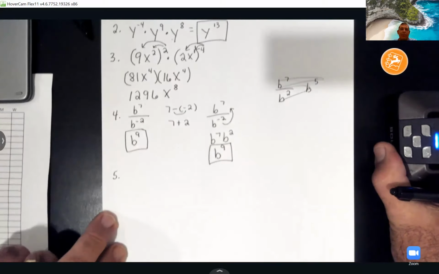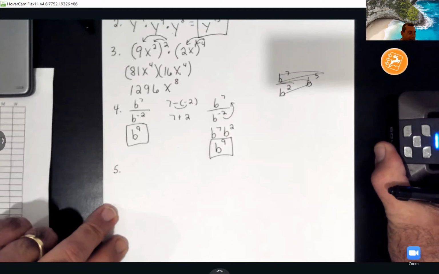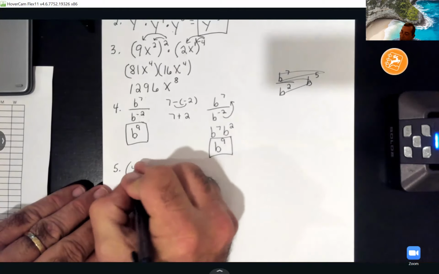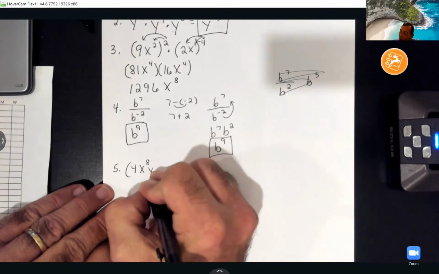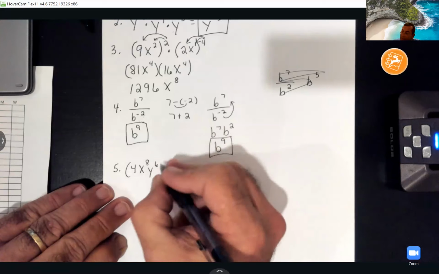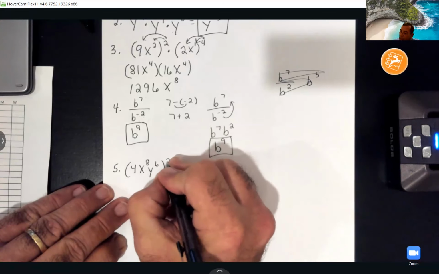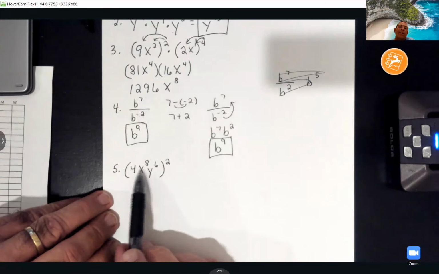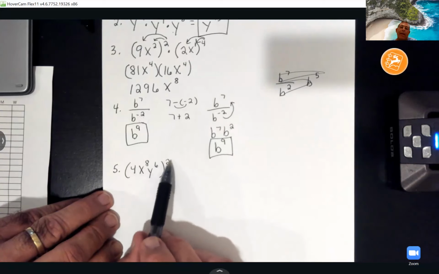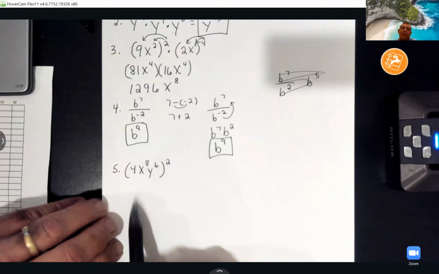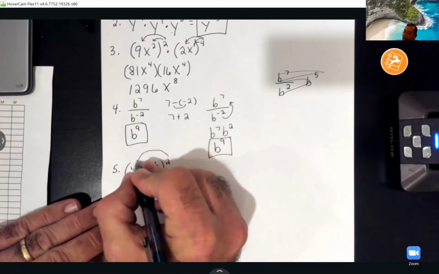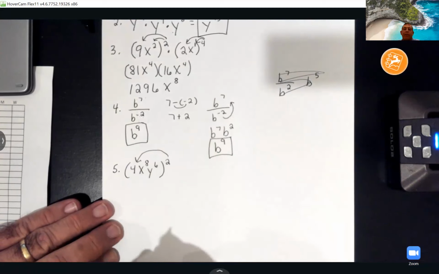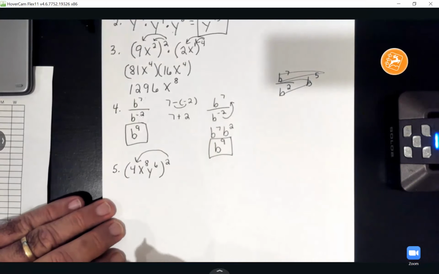All right, y'all, so let's try number 5, the last one. So I've got 4x to the 8th y to the 6th, all squared. These were sort of getting us ready for the ones where I had the fractional exponents and had to do all that distributing. So y'all, that 2 affects that 4. So what is 4 squared? 16.